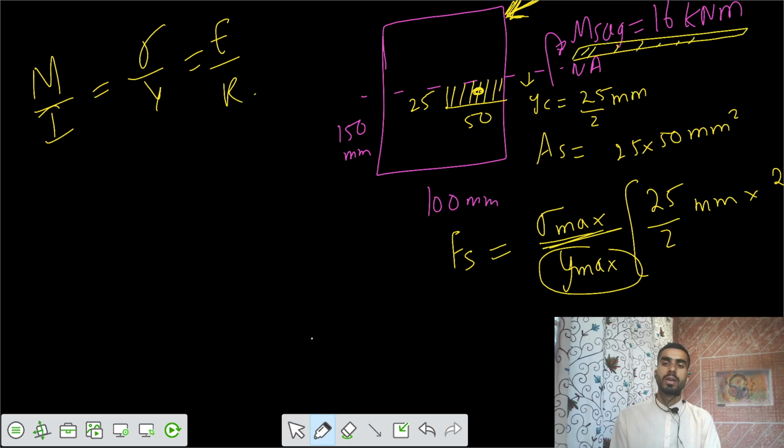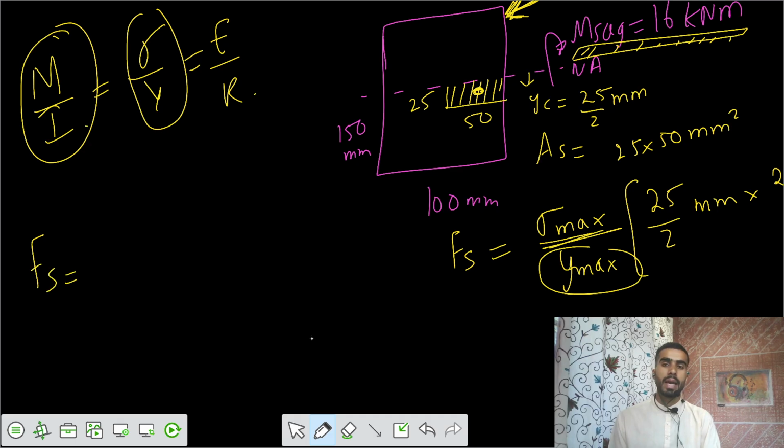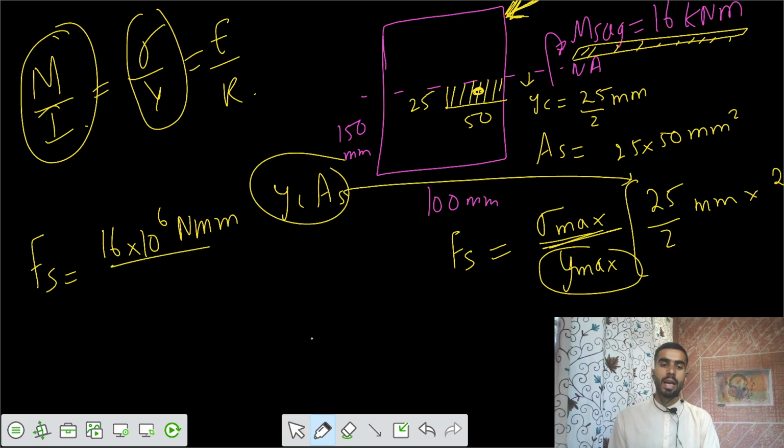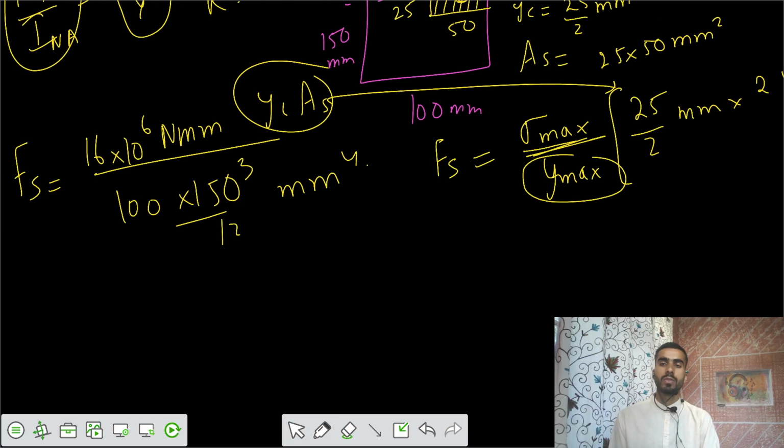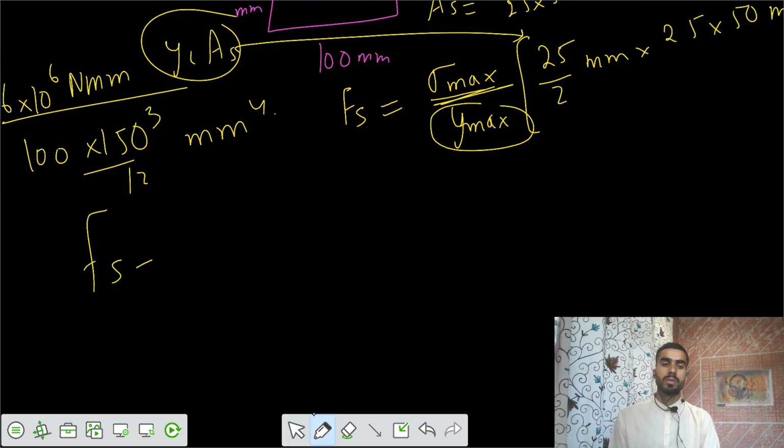If I substitute that value here, if I use this part instead of this part, can we do that? So I can write Fs equals M by I. The value of M given to you is 16 into 10 to the power 6 Newton mm, and the value is y-bar into A_s, as you already know. We also know the value of I about the neutral axis, INA, that's BD cube by 12, mm power 4. So finally, you substitute those four values, and we can get the force resisted by that shaded area, which equals 8.89 kilonewton.